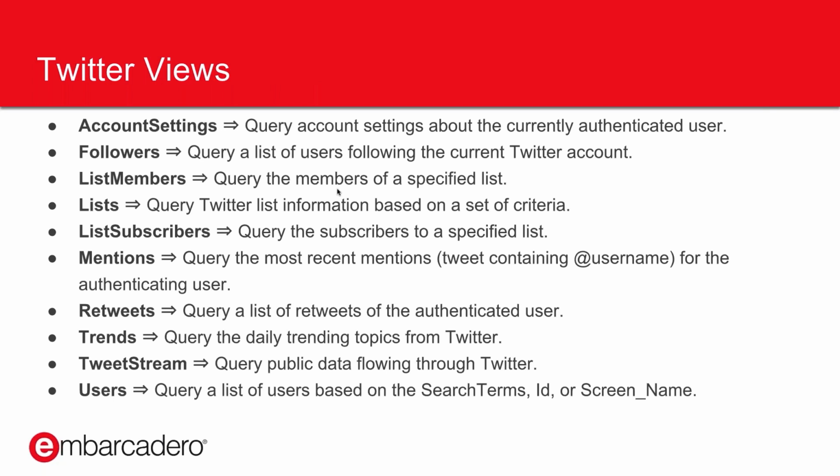So you can look up lists, members of lists. Once this gives you a list of lists, and this gives you the members of a specific list. This gives you followers for the current Twitter account, your account settings, and users. So this is where you could look up users. All this here is going to give you pretty much everything you can do through any other Twitter application.